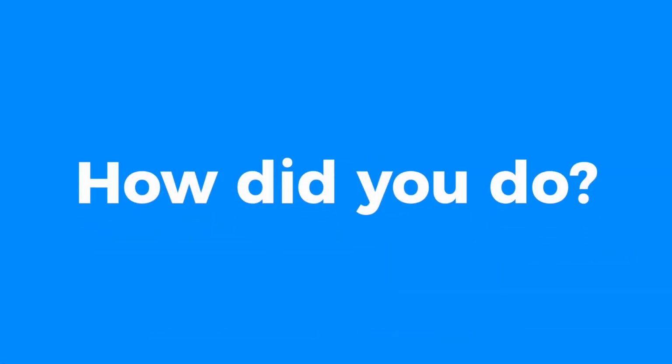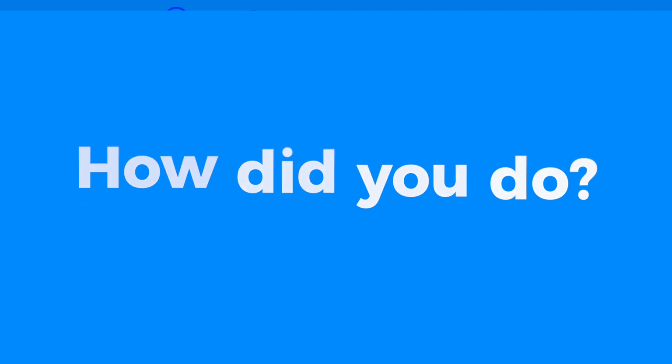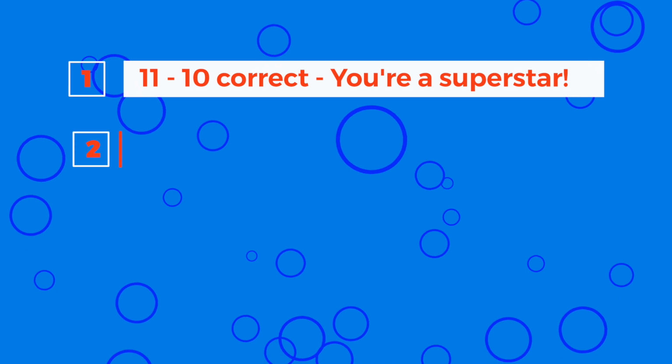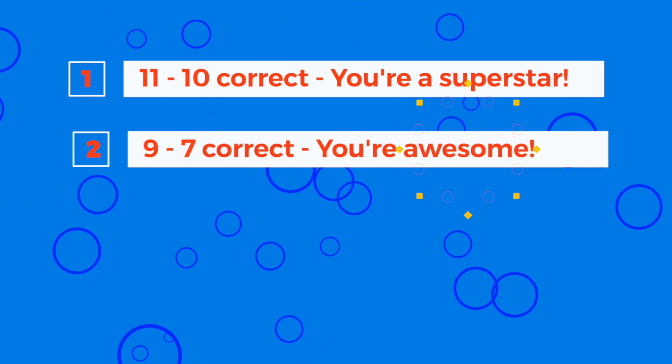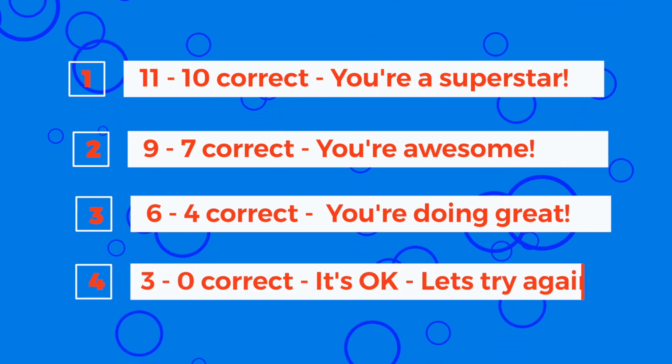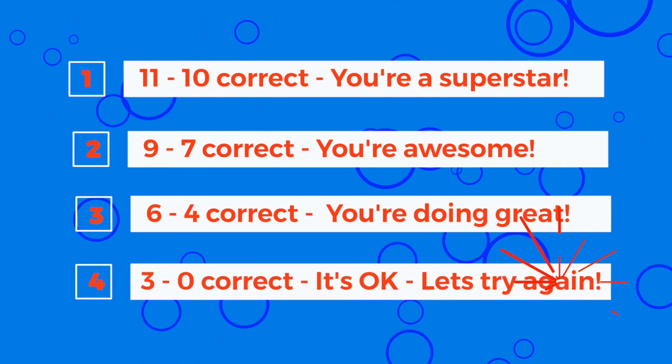How did you do? 11 to 10 correct? You're a superstar. 9 to 7 correct? You're awesome. 6 to 4 correct? You're doing great. 3 to 0 correct? It's okay. Let's try again.